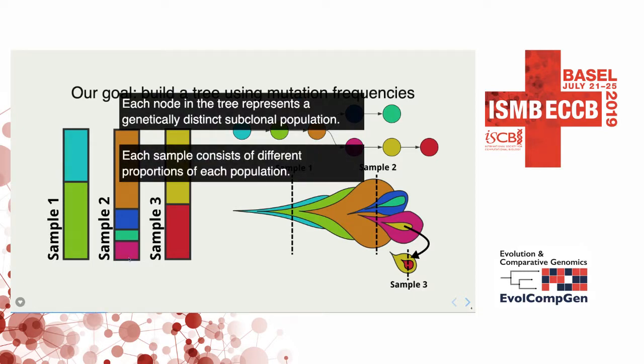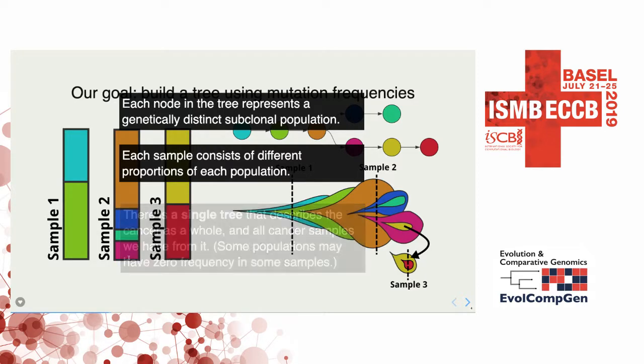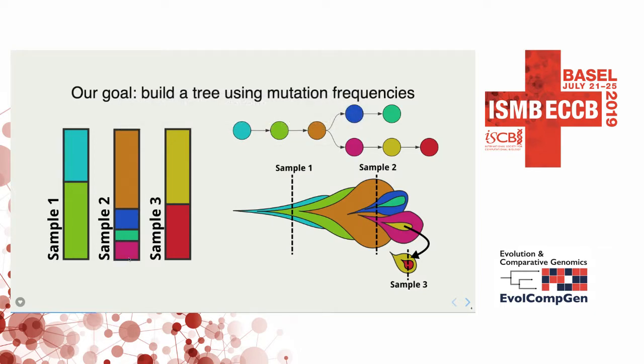Second point is that, of course, each sample consists of different proportions of each of these populations, but the really important thing to understand is that there's only a single tree that describes the complete evolutionary history of disease in the patient. So this means that some of our populations on the tree will have 0 frequency in some of our samples, and that's fine. For instance, our red metastatic population here is going to have 0 frequency in sample 1 and sample 2 because it just didn't exist back then, but that's fine. There's one tree that describes the full disease.